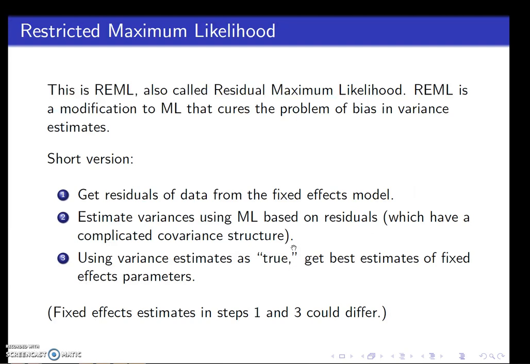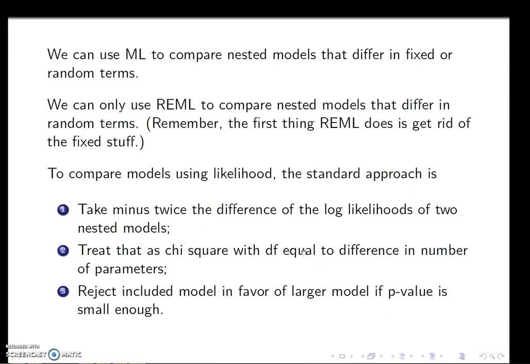So, when I've taught statistical computing in the past, we would go through all the details of this. We're really just going to use this in this course. We can use maximum likelihood estimators in this course to compare our nested models that differ with respect to their fixed or random terms, but we can only use those REML estimates to compare nested models that differ in their random terms. Remember, the first thing that REML does is get rid of the fixed components in the model. So it would not be useful as a comparison model if we're trying to also refine our fixed terms in the model.